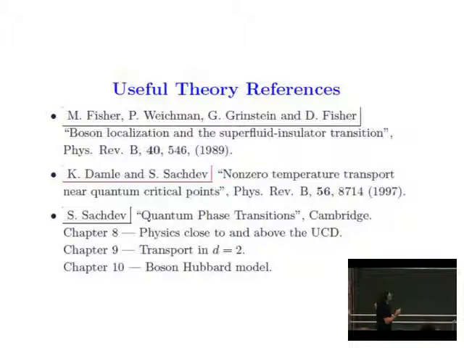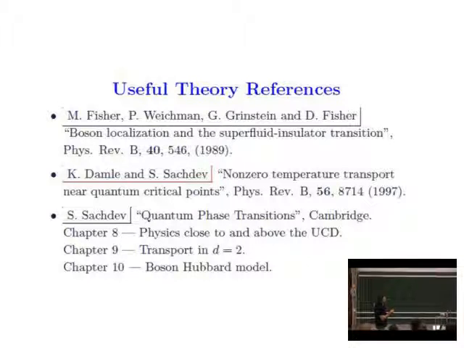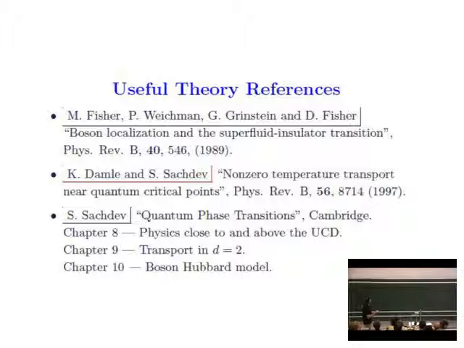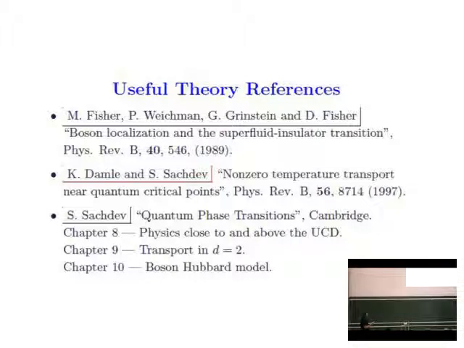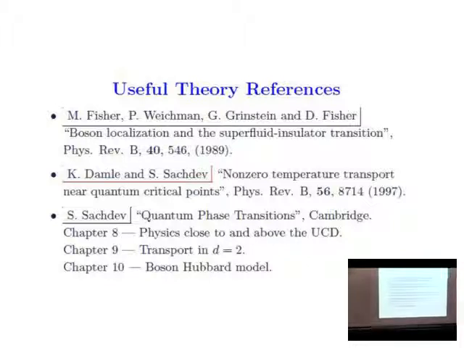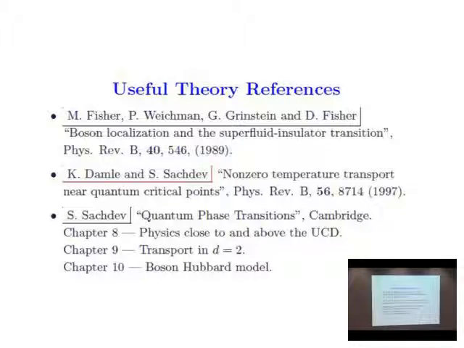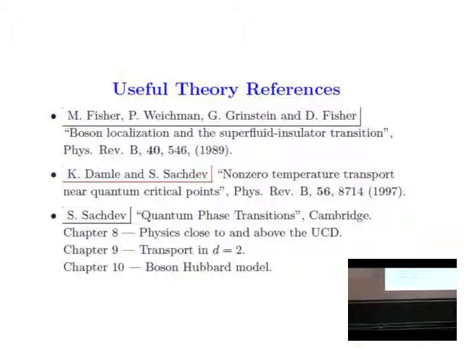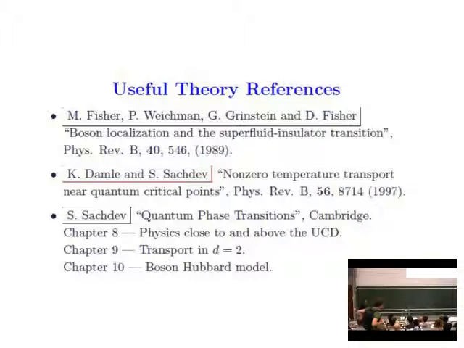Primarily, we're going to talk about a problem of transport actually in a bosonic problem, not in a high temperature superconductor. And so this is the original work by Fisher and company on the Bose Hubbard model and its connection to the superfluid insulator transition. A lot of the technology that I'll be employing in this lecture was actually developed by Subir and also his student at the time, Kedar Damla, for looking at finite temperature transport near quantum critical points. And there's also a few nice chapters in Subir's book that are related to this problem. Okay?